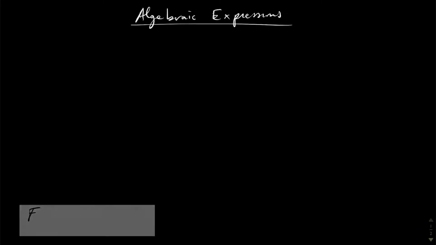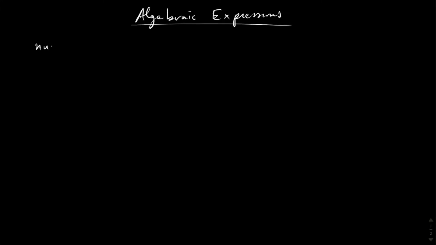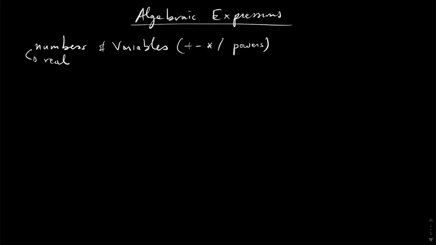Algebraic expressions are combinations of numbers and variables using operations like addition, subtraction, multiplication, division, power, or roots. And roots are simply powers that can be written as fractions. And so when we're talking about numbers here, we're going to be dealing with only real numbers, no complex numbers, and also a variable would be a letter that is used to represent a number.